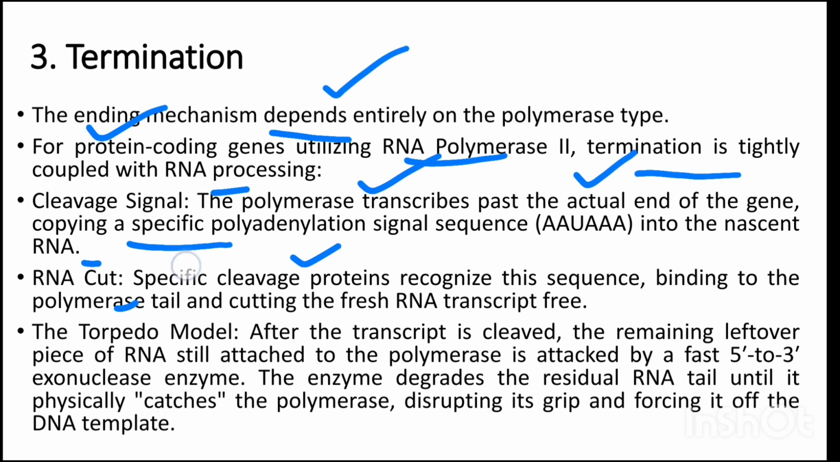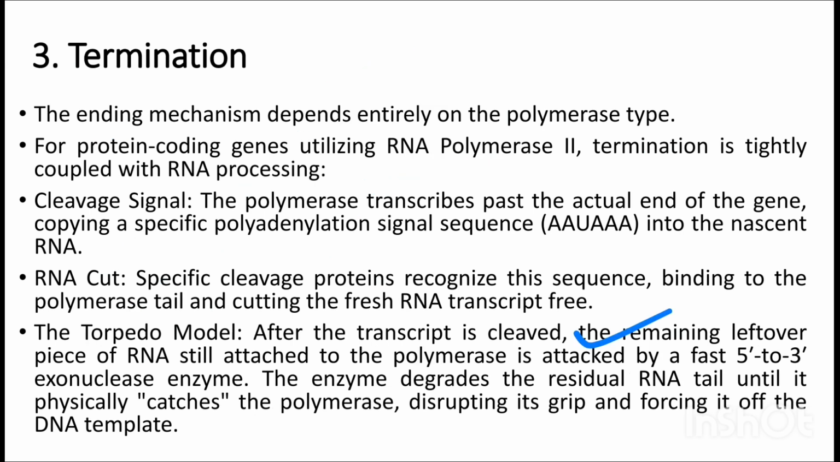Next, the torpedo model. What is the torpedo model? The remaining loose RNA still attached to the polymerase is rapidly attacked by a fast 5' to 3' exonuclease enzyme. The enzyme degrades the residual RNA tail until it physically catches the polymerase, disrupting its grip and forcing it off the DNA template. So this is how the newly formed pre-mRNA detaches from the DNA template, and with this the whole process of transcription is completed.